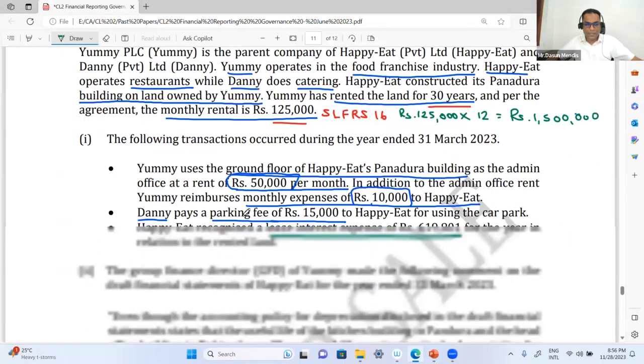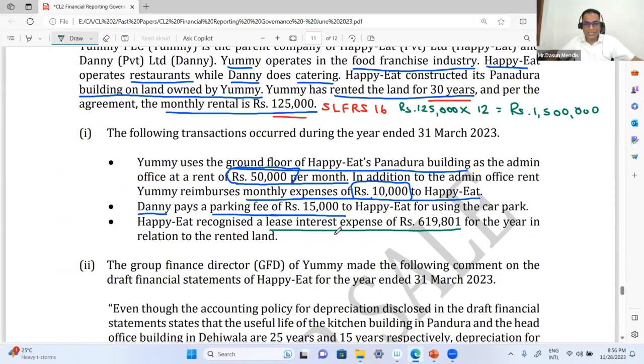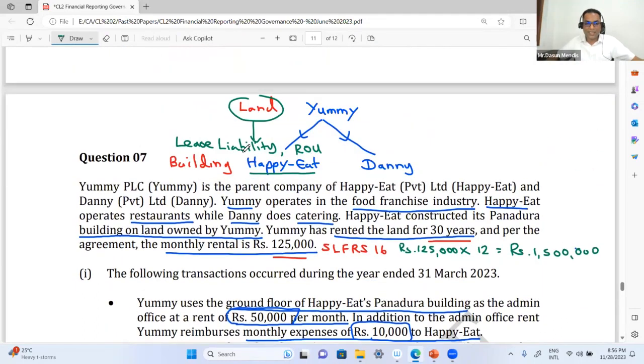Here, Happy Eat recognizes lease interest expenditure of 619,801 for this particular land, because Happy Eat is the lessee. If you have the lessee, you have to recognize the lease liability and the right of use asset. On the lease liability, you have the lease expenditure, the finance cost. On the other hand, on the right of use asset, you have to calculate the depreciation.